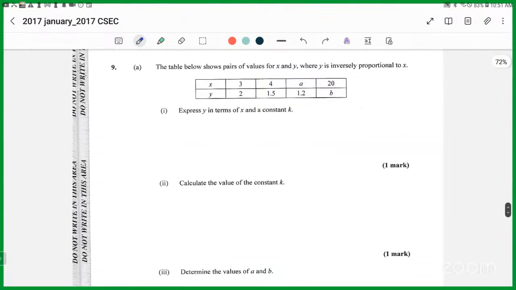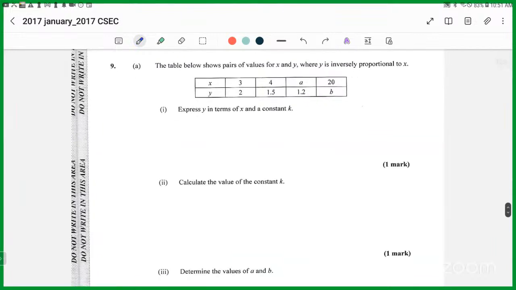This one is the variations question, part A. It says, the table below shows pairs of values of x and y where y varies inversely as x. All right, inversely means 1 over. So it's y equals k over x. The first variable equals k over the second variable. So writing this right here, that's it. Y equals k over x.